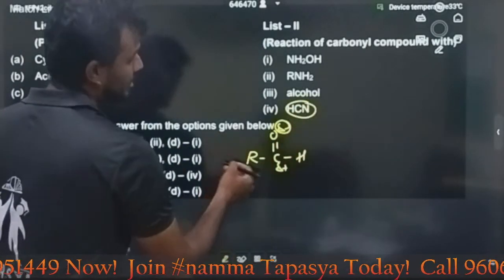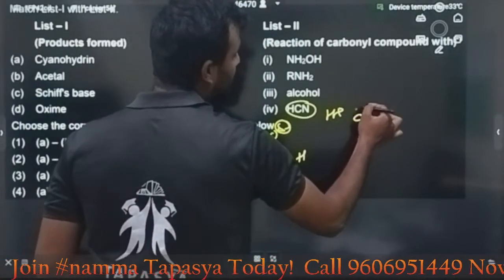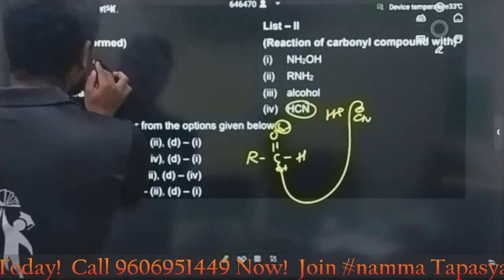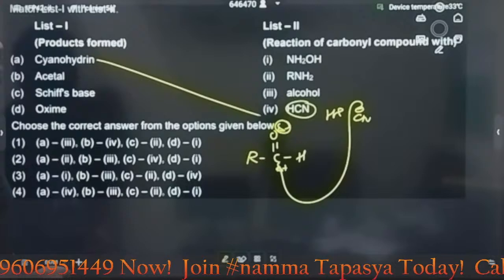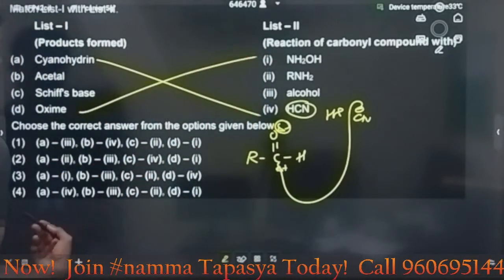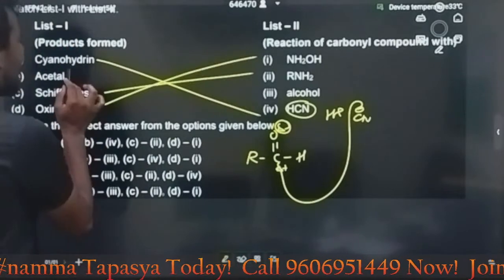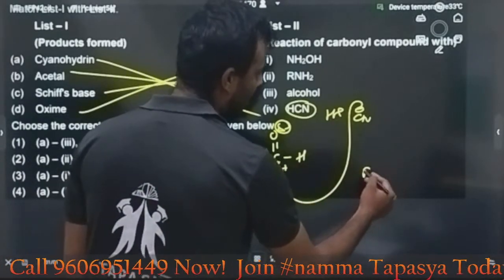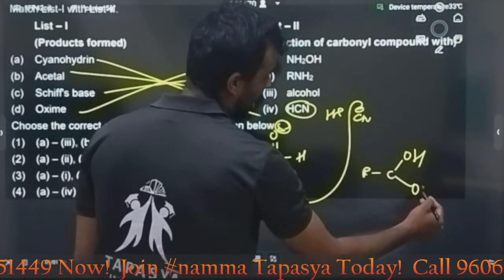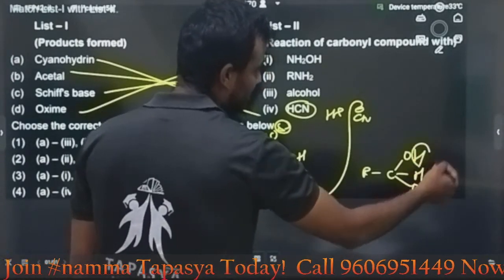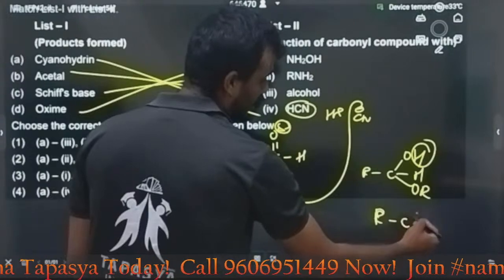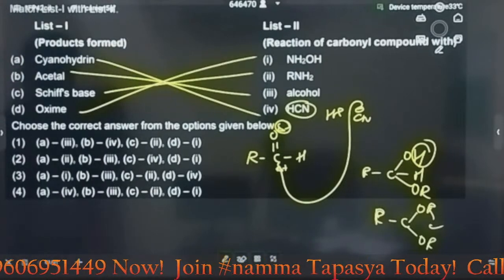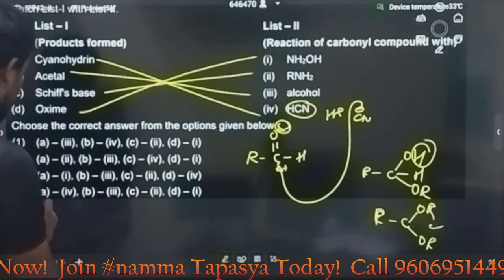Here if you consider HCN, H plus and CN minus, it attacks here and forms cyanohydrin, CN and OH. Then oxime, obviously NH2OH. Then Schiff base, RNH2. Acetal, with alcohol: OCH3 attacks, R, C, OH, OR comes with the H. Again in the next step this is replaced by another R, so it is an acetal. The answer is option D, A contains 4 only.